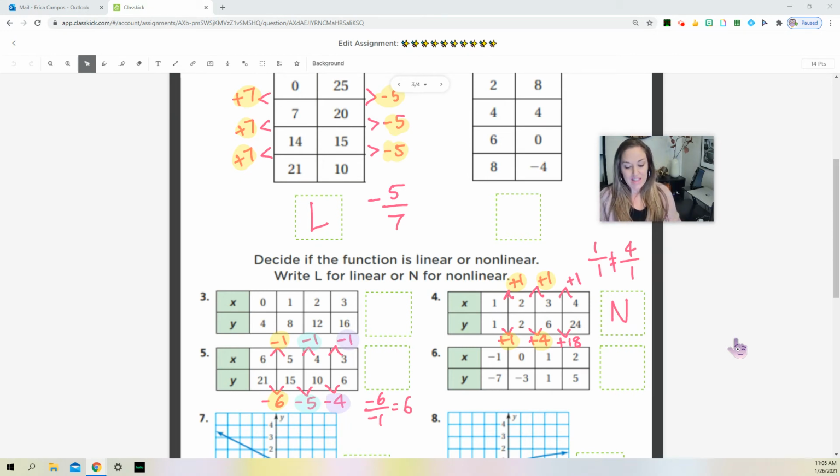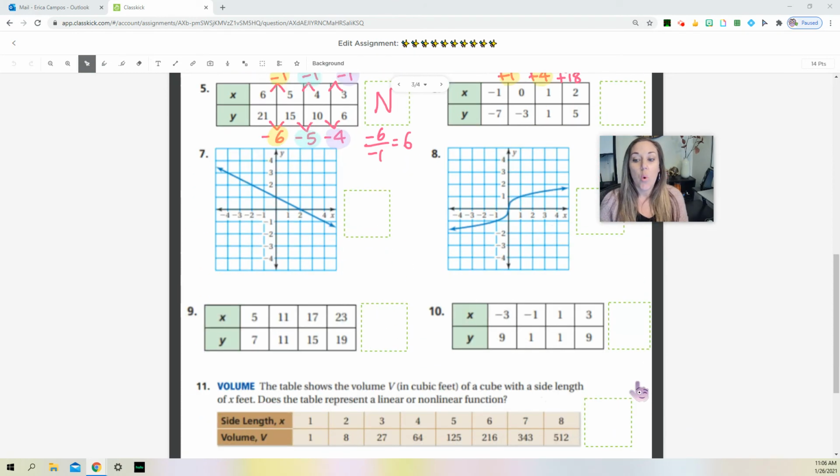So what's happening in this graph is it has a slope of 6, and then all of a sudden it has a slope of 5, and then a slope of 4. You can see that once you change the slope, it's going to make the line non-linear. The slope has to remain the same the whole time in order for it to be linear. So this one would be non-linear.